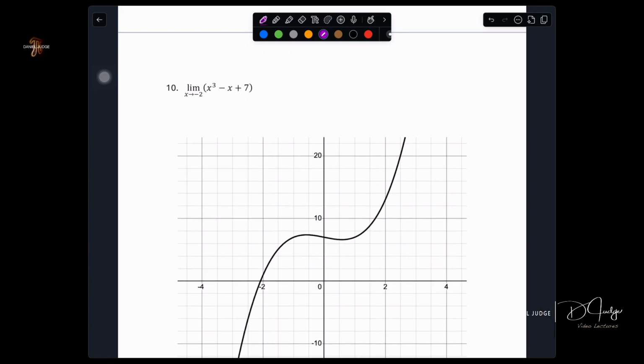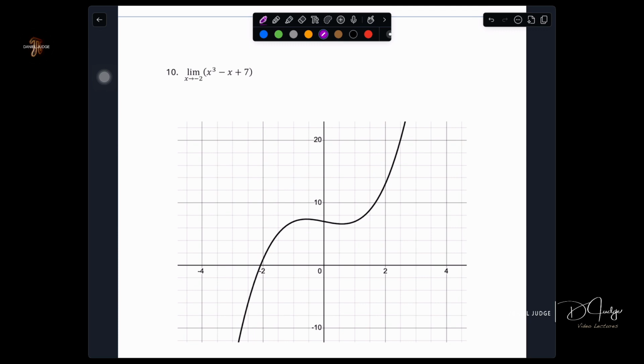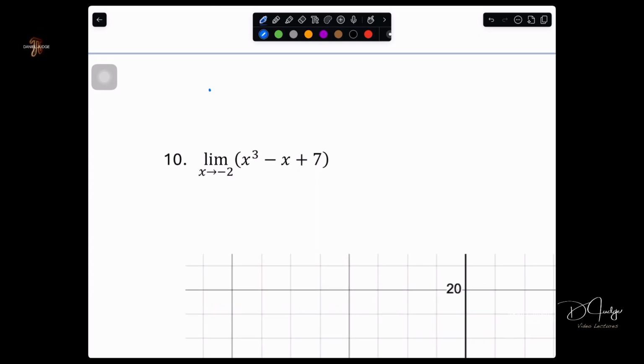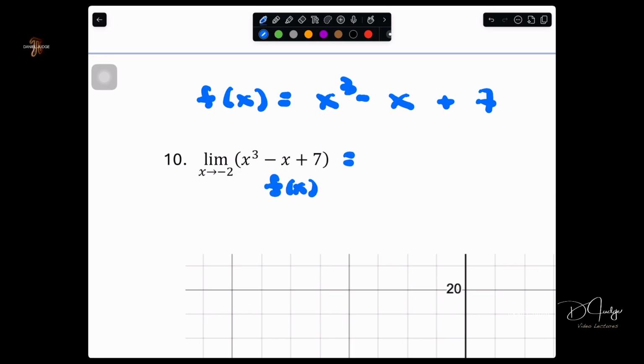So we've got another polynomial there for number 10. This is a nice, beautiful curve. And that polynomial function, if I write it down here, is x cubed minus x plus 7. So this is that function f of x. We can write it as f of x. There we go. So we can evaluate this by simply doing some arithmetic.